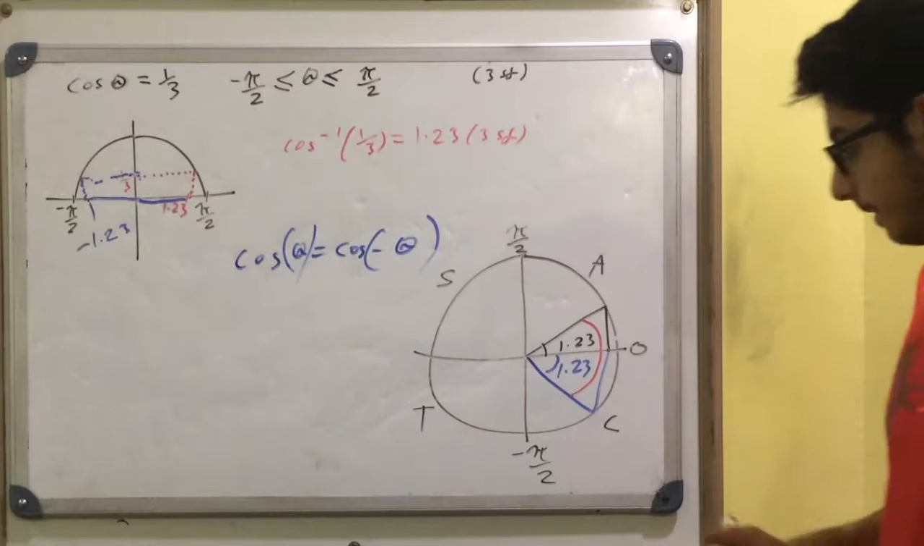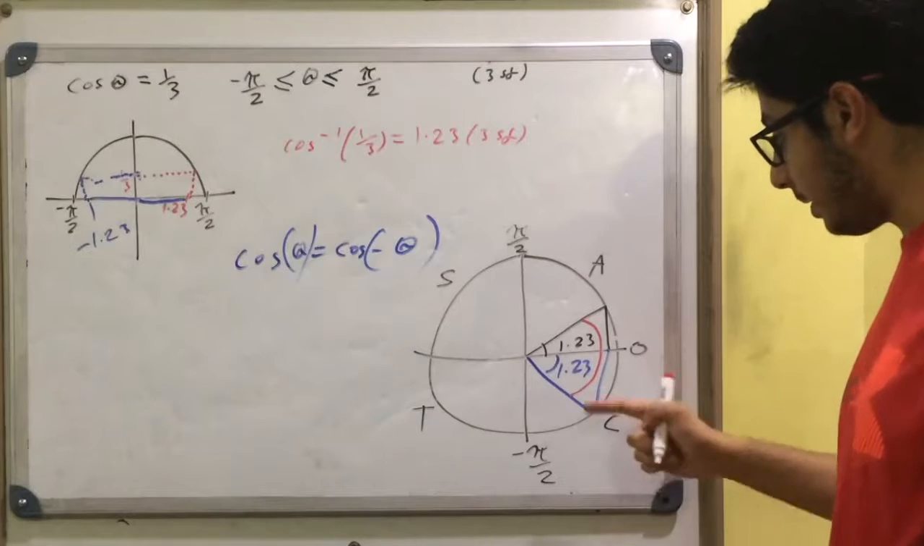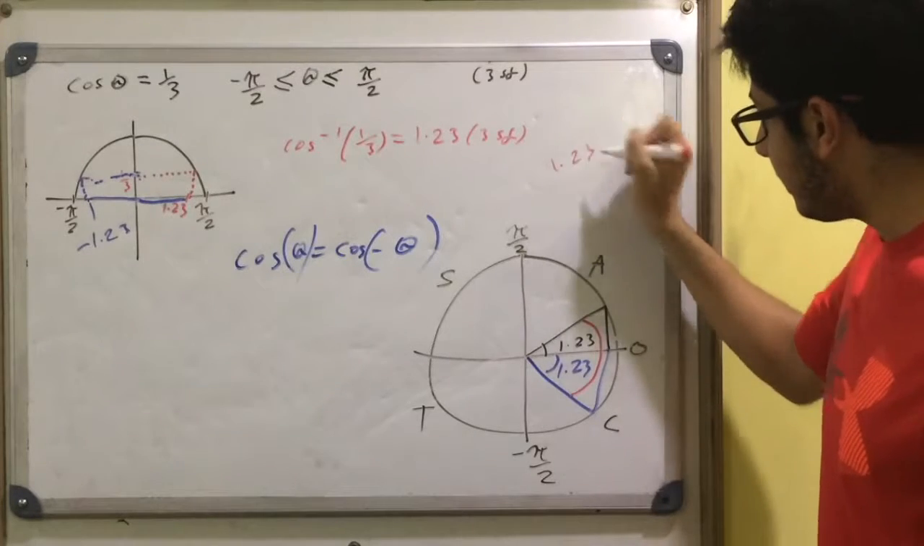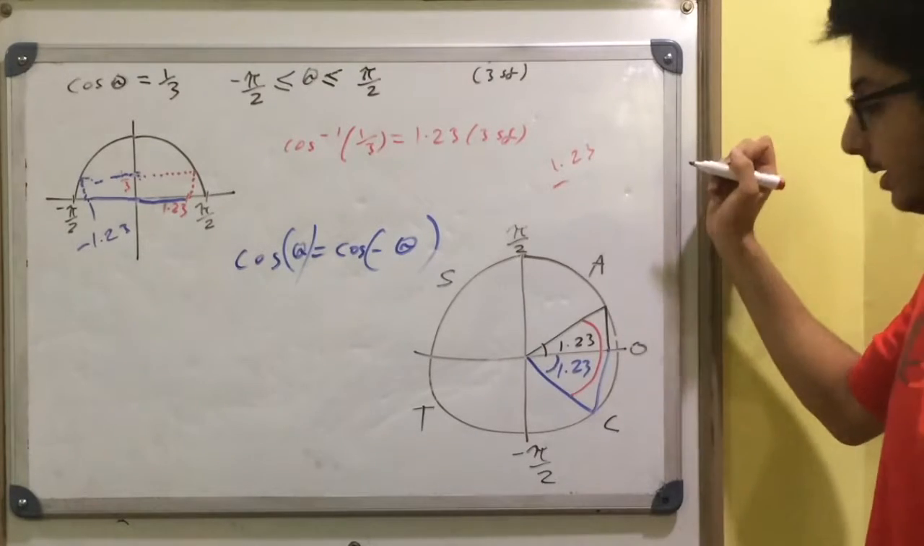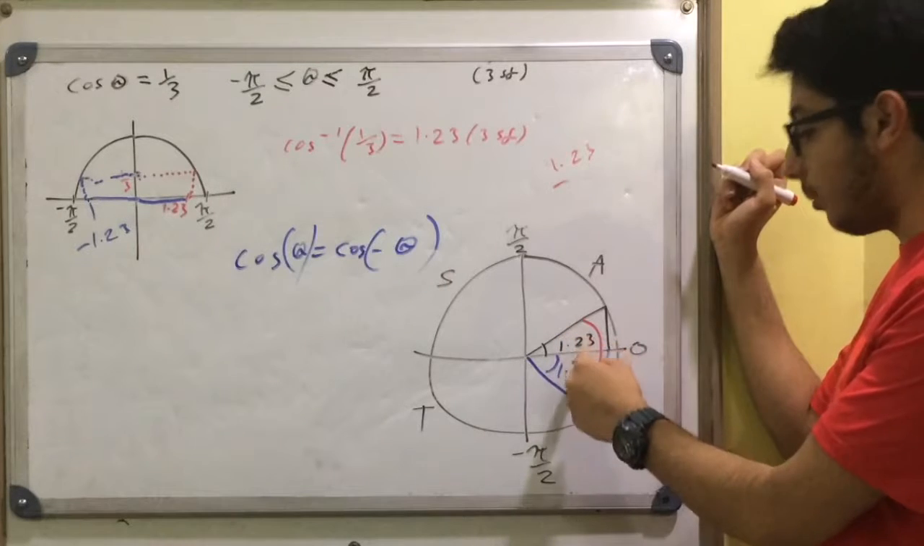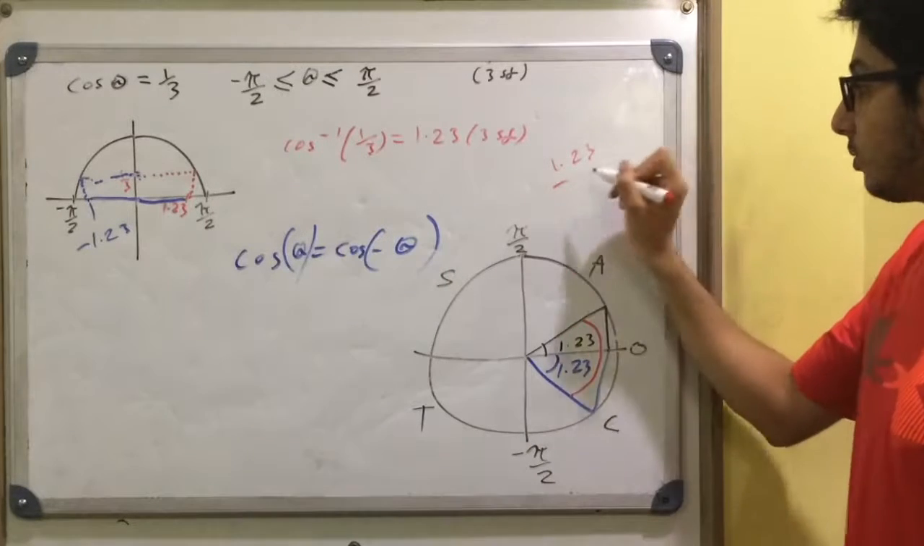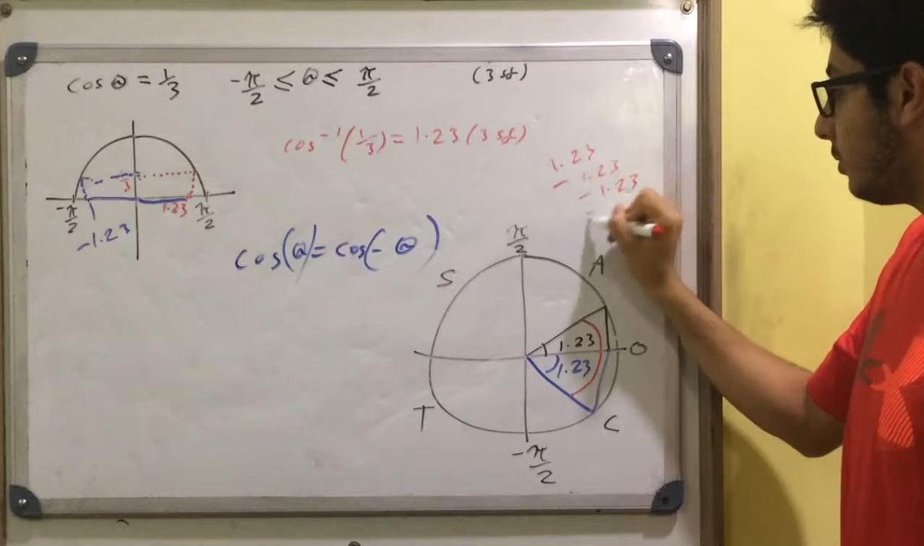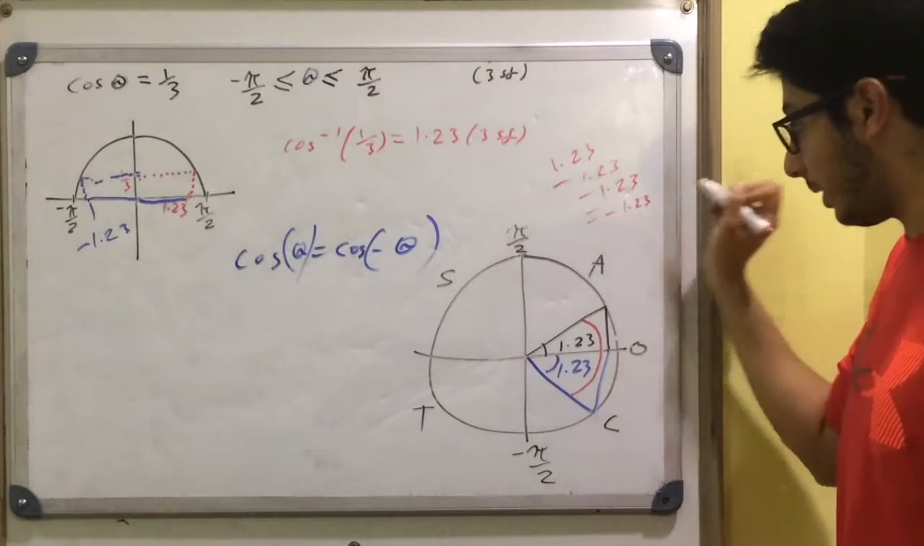Okay? So that will be 1.23 take away 1.23, which gives you negative 1.23. Clear?